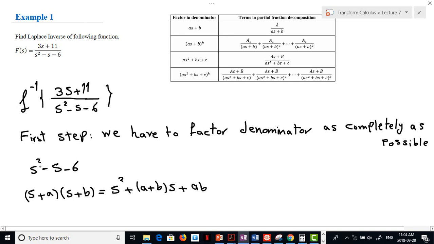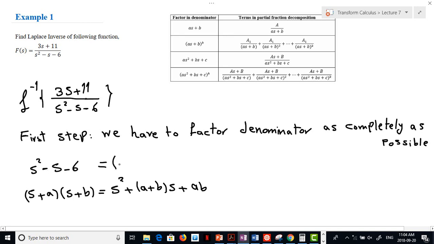So now we have s squared here, and we have s squared there. We have to find a and b. The summation of a and b in our example is minus 1, and the product of a and b is minus 6. So you have to find two numbers a and b that if you multiply, you end up with minus 6, and if you add them together, you end up with minus 1.